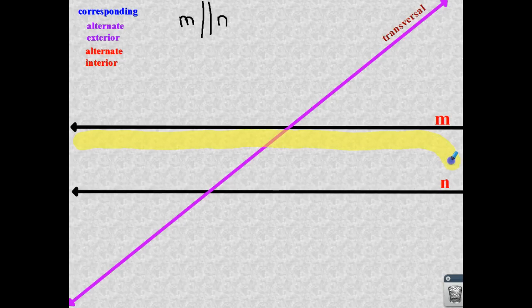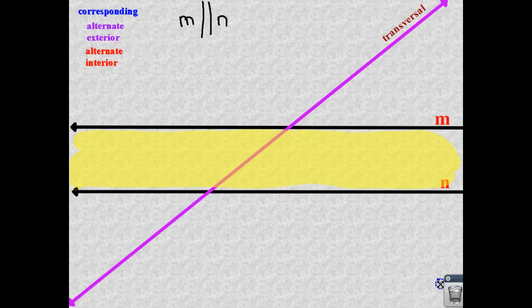As you can see, I'm shading the interior. All right, now let's talk about the angles that are on the interior. What are they? Okay, so we had 8 total angles, and I have 1, 2, 3, 4 that are located on the inside of my parallel lines.